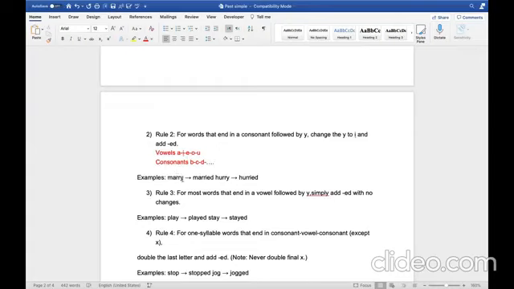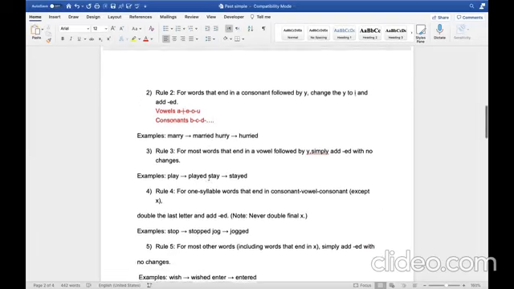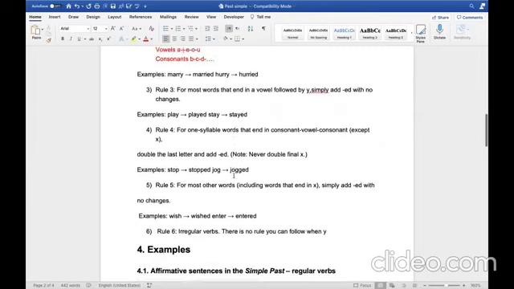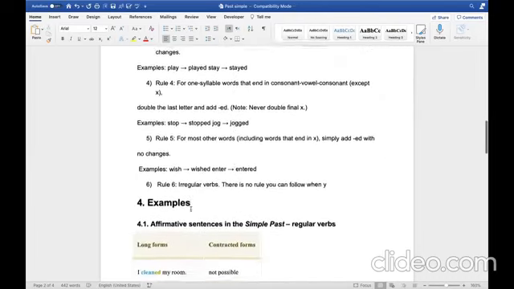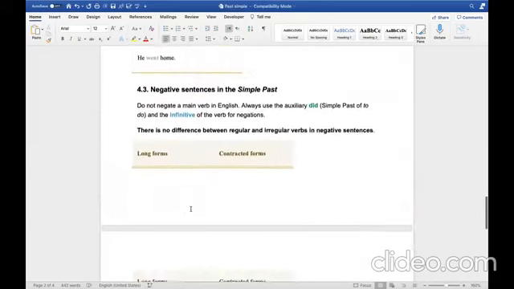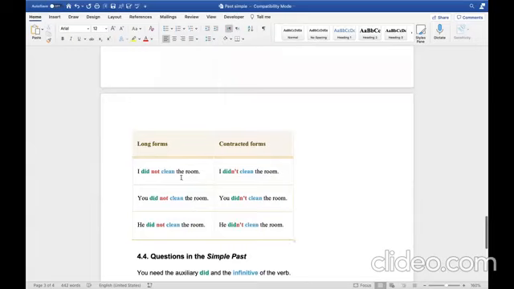If we have Y and before the Y there is a consonant, the Y is turned into I. If before the Y there is a vowel, A, I, E, U, O, we keep it like it is, like play, played, stay, stayed, right? And here are other rules. Of course, in the negative, we use didn't, and then the infinitive, the verb as it is, like I didn't clean the room, and so on.